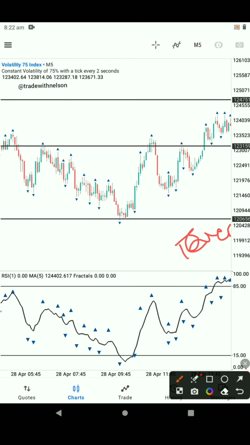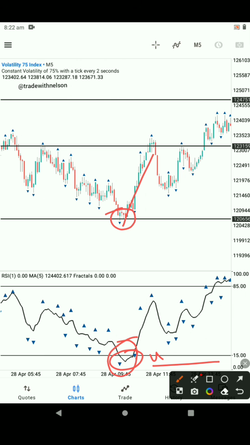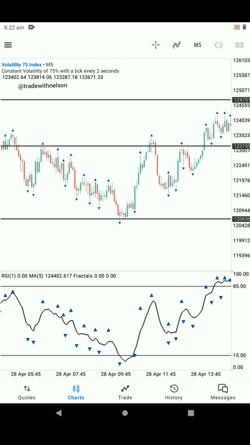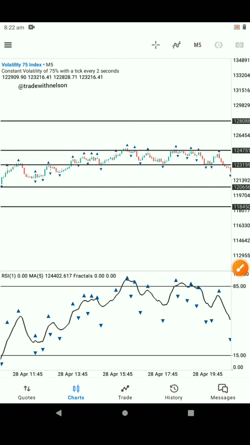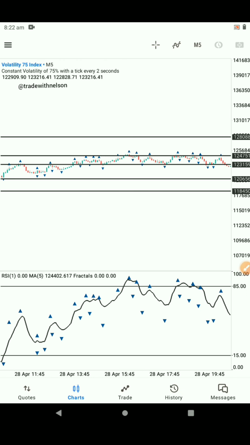You don't just enter market because you see market touches this point and then you buy, or it enters the oversold level, although it also works. But combining this oversold level with reversal patterns, that is when you get more out of the market. So what are the reversal patterns? Let me quickly show you the two most powerful reversal patterns that I look for.